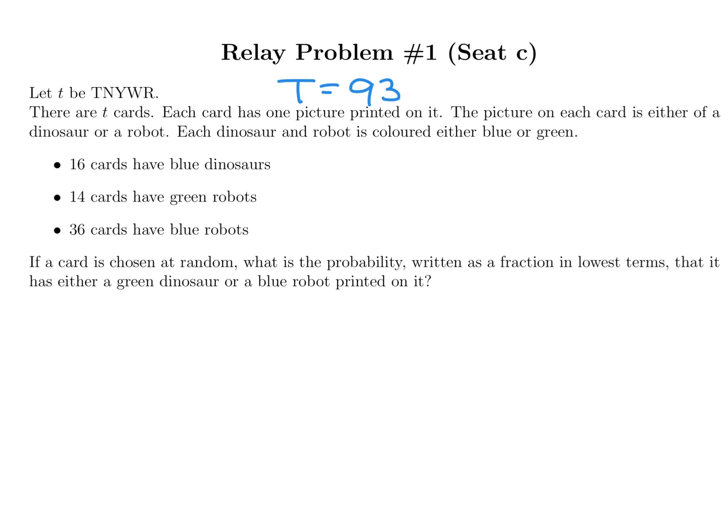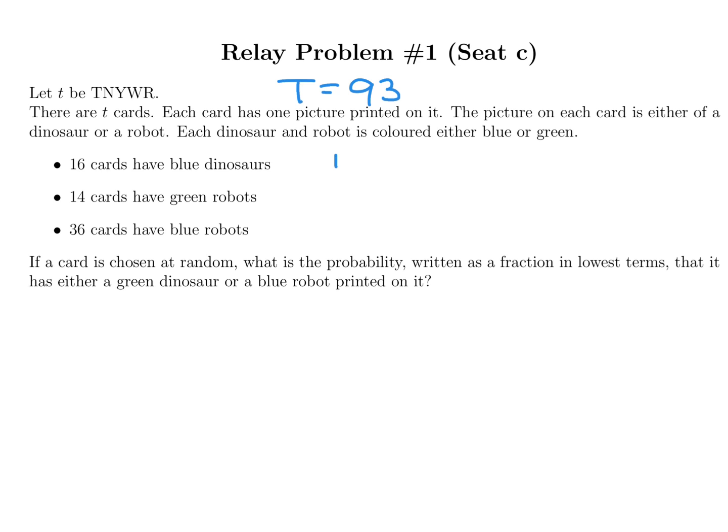There are t cards. Each card has one picture printed on it. The picture on each card is either of a dinosaur or a robot. Each dinosaur and robot is colored either blue or green. 16 cards have blue dinosaurs, 14 cards have green robots, 36 cards have blue robots. If a card is chosen at random, what is the probability, written as a fraction in lowest terms, that it has either a green dinosaur or a blue robot?